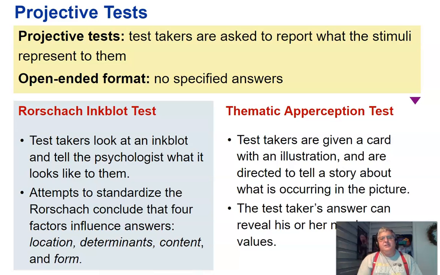In Thematic Apperception tests, the test takers are given a card with an illustration and are directed to tell a story about what is occurring in the picture. The test taker's answer can reveal his or her needs or values. So these tests are really more like conversation starters during psychoanalysis, more so than actual reliable tests.